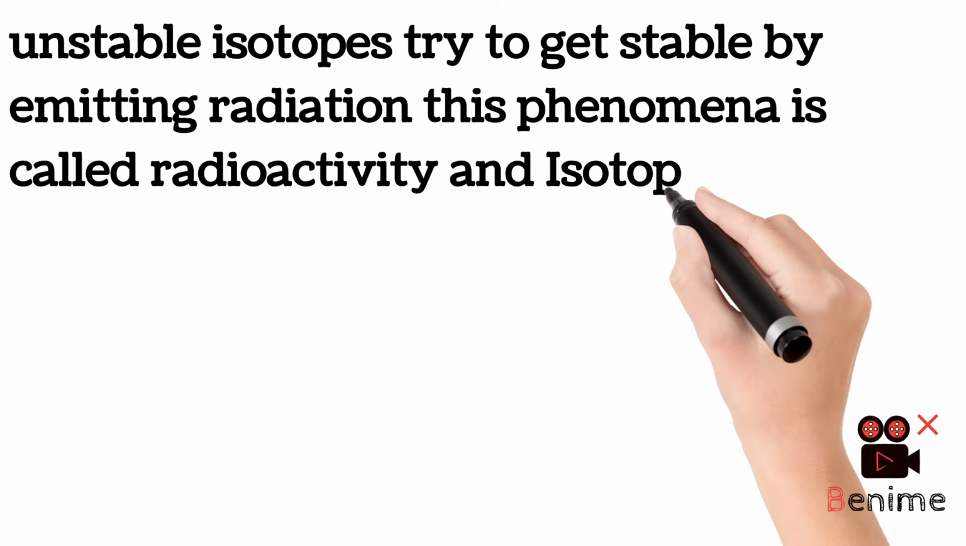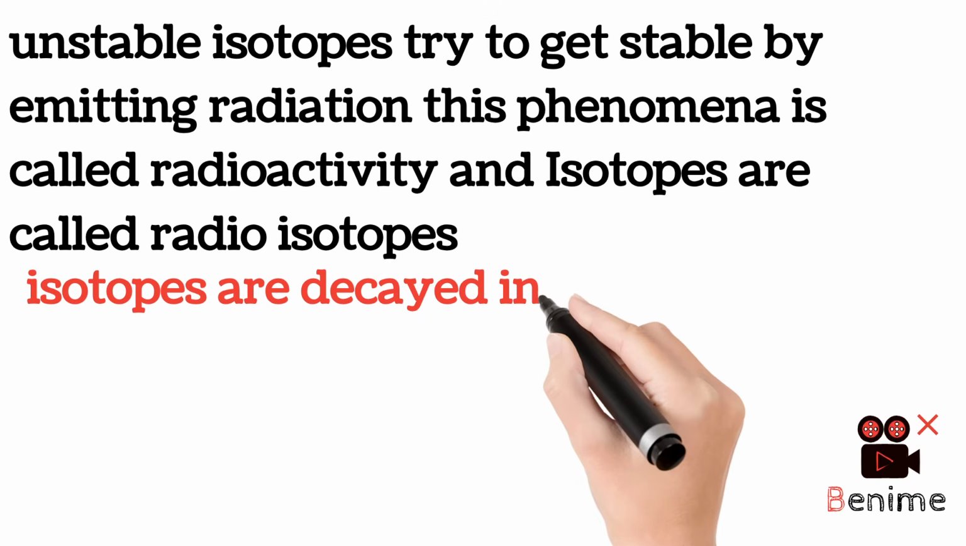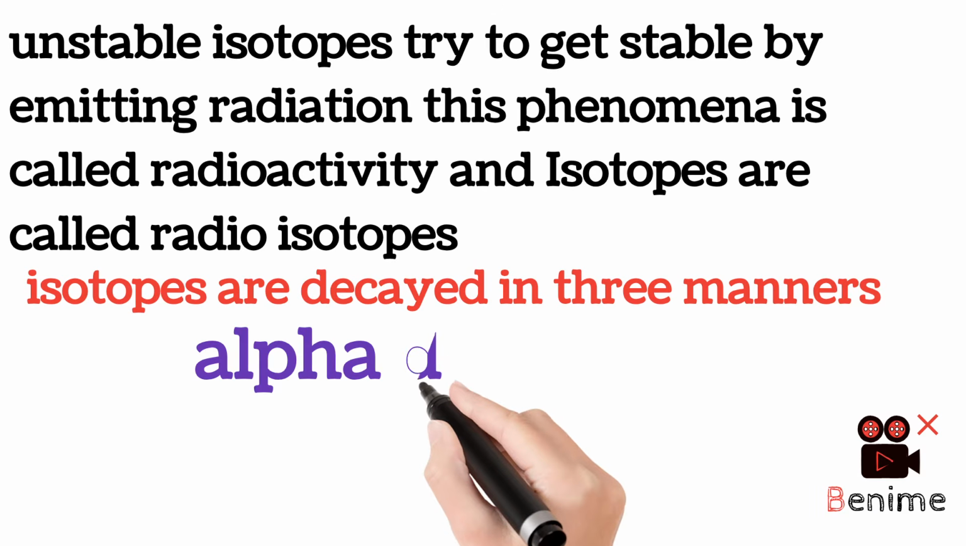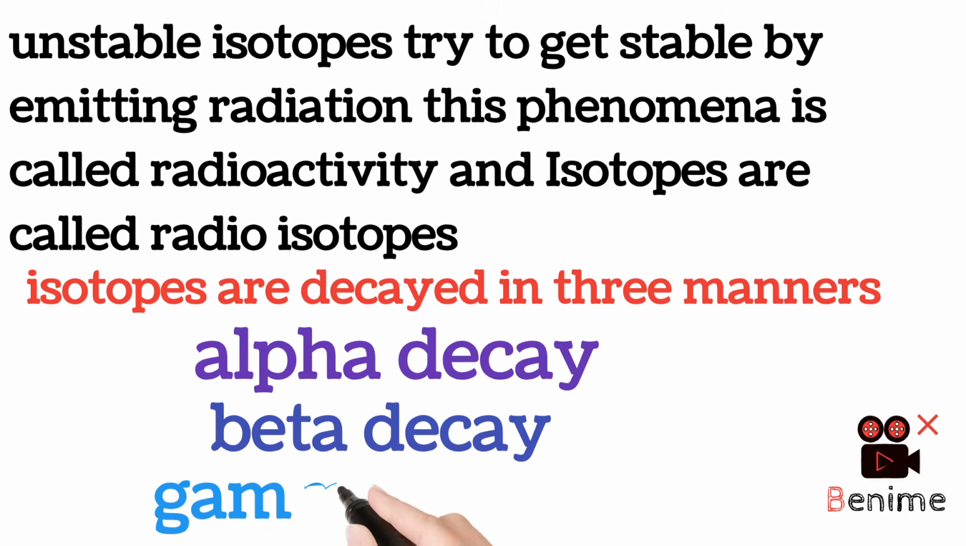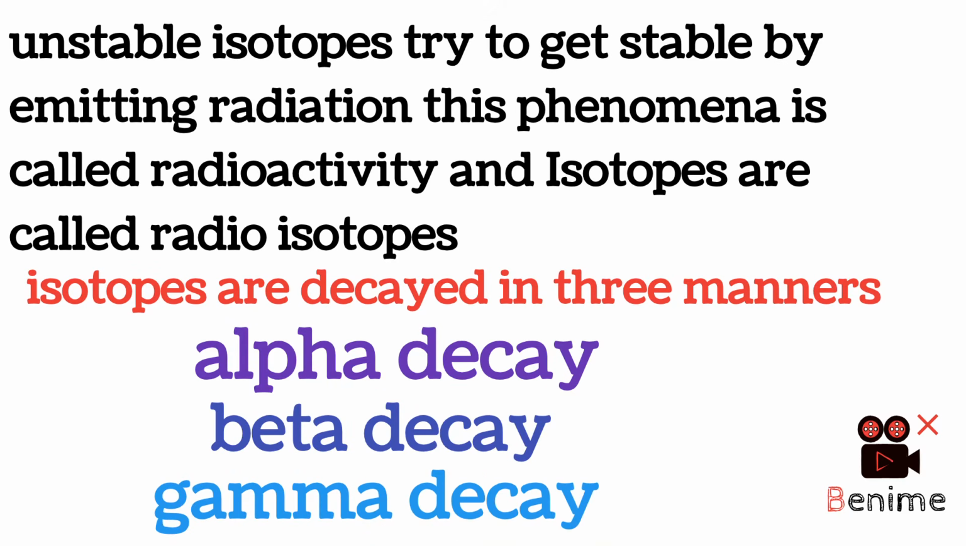This emission of particles from the nucleus is called radioactivity, and the isotopes are called radioisotopes. This decay happens in 3 ways: alpha decay, beta decay, and gamma decay.